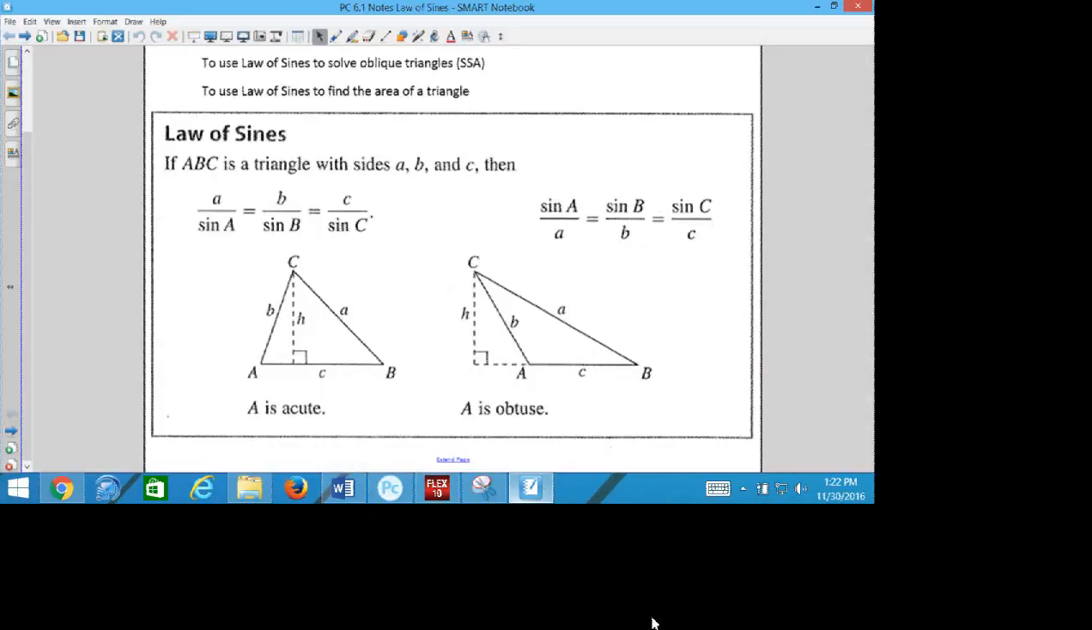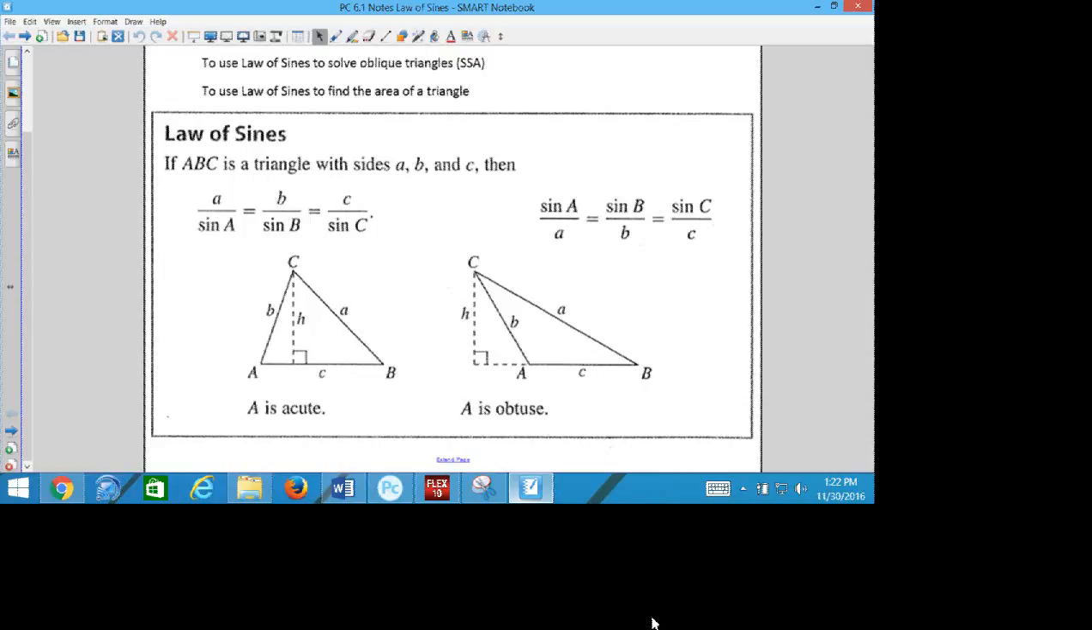So we are doing law of sines. What law of sines is, is a way of finding information that is missing from any triangle. We have been doing all this sine, cosine, tangent stuff with right triangles. The law of sines you can use on any triangle.